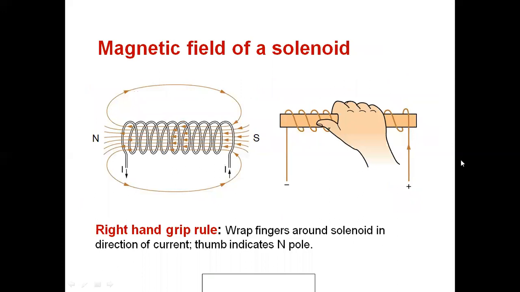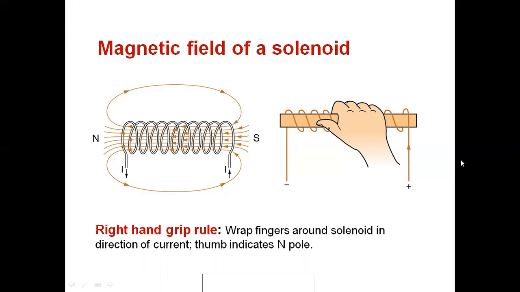Now the magnetic field of a solenoid. The right hand grip rule. We have studied the right hand thumb rule, and the right hand grip rule is very similar to it. The right hand thumb rule is for a straight wire conductor, while this right hand grip rule is for a solenoid coil. It is for a coil, the coil wound on a core.